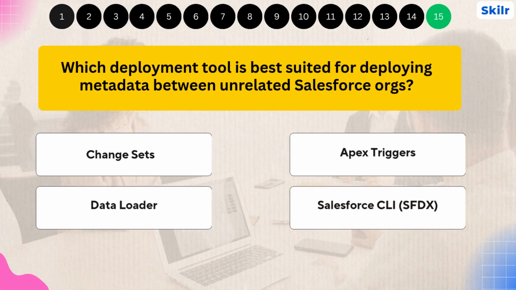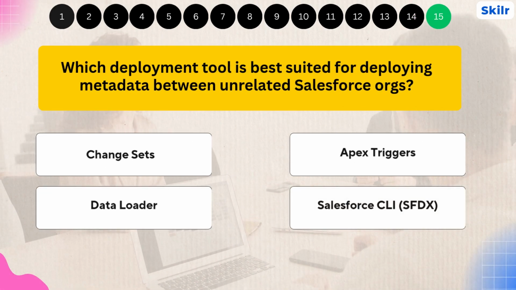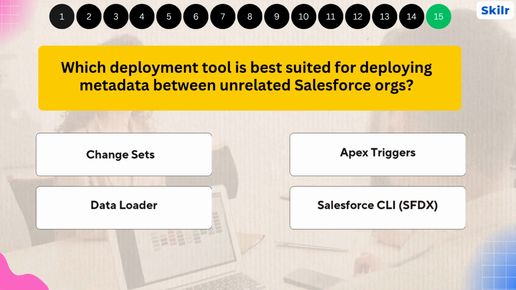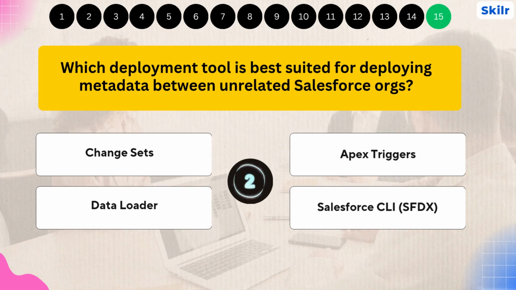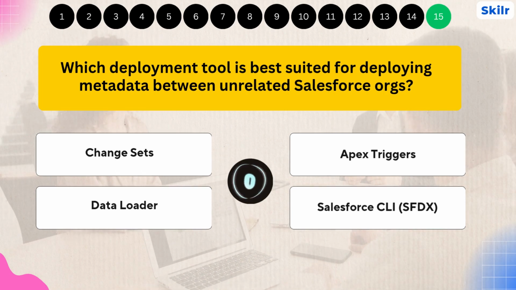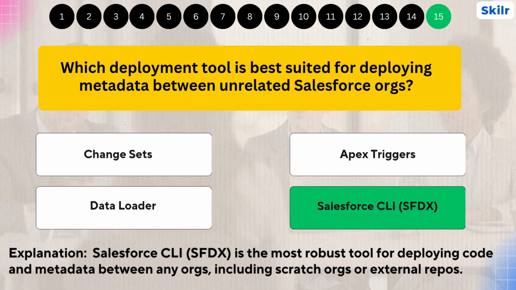Question 15. Which deployment tool is best suited for deploying metadata between unrelated Salesforce orgs? The correct answer is Salesforce CLI SFDX. As Salesforce CLI SFDX is the most robust tool for deploying code and metadata between any orgs, including scratch orgs or external repos.